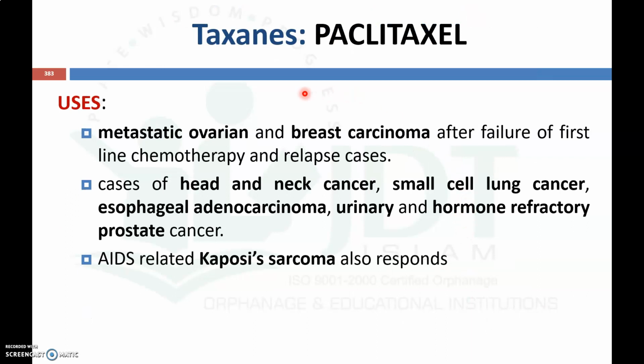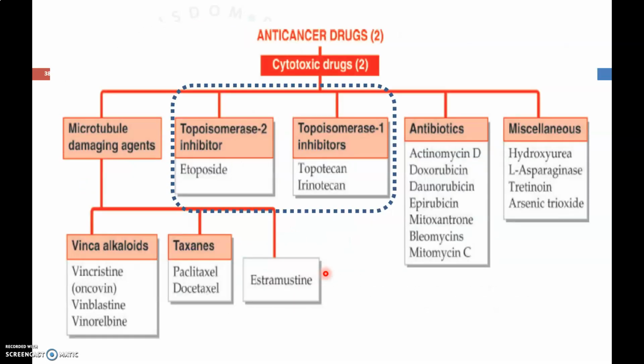Now, uses of paclitaxel. This is mainly used for the treatment of metastatic ovarian as well as breast carcinoma after the failure of first line chemotherapy and in relapse cases, and it can be used in case of head and neck carcinoma, small cell cancers, esophageal adenocarcinoma, hormone refractory prostate carcinoma, and AIDS related Kaposi sarcoma as well. So these are the uses of paclitaxel.